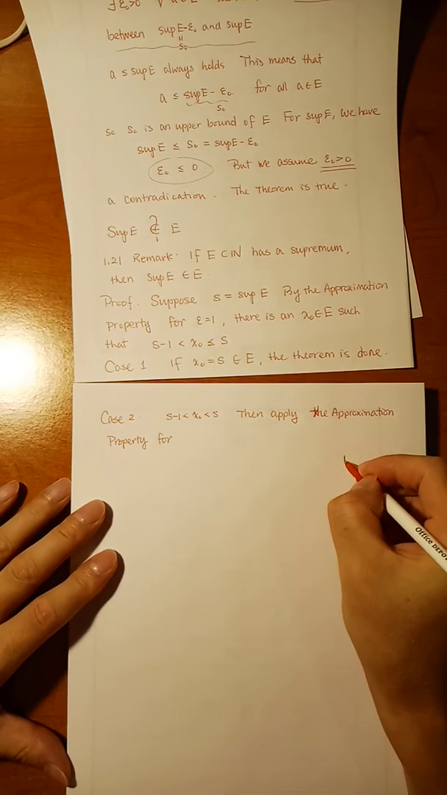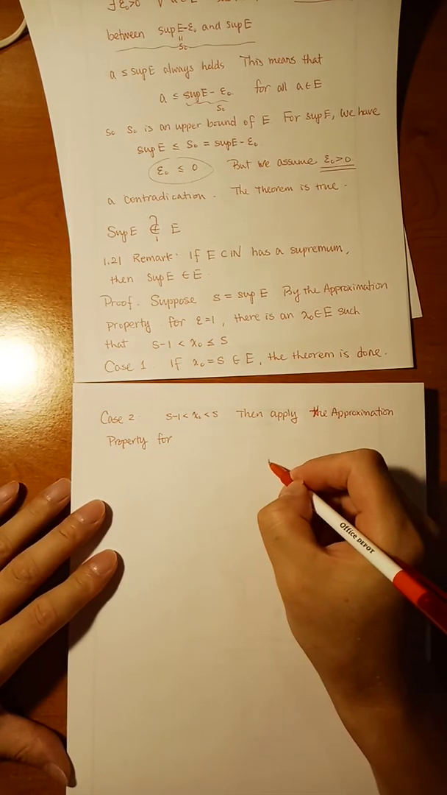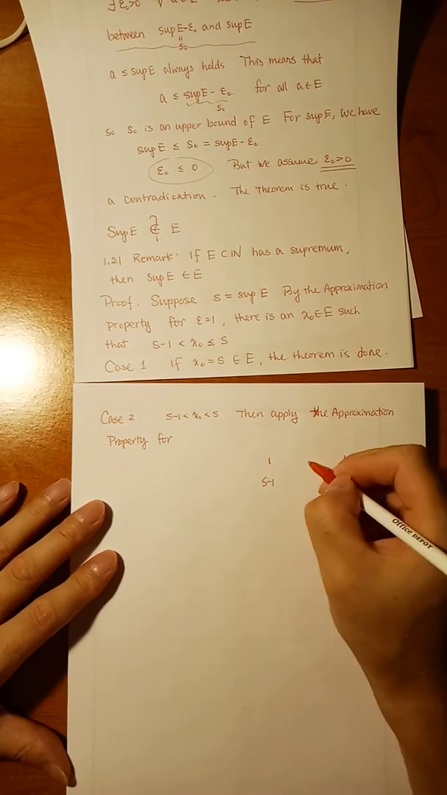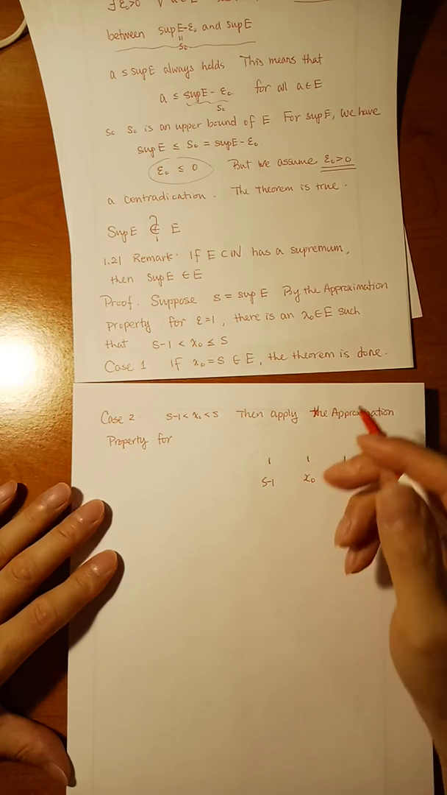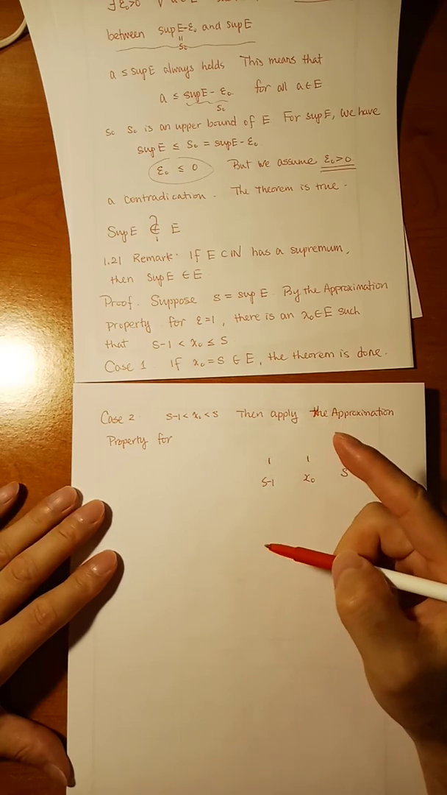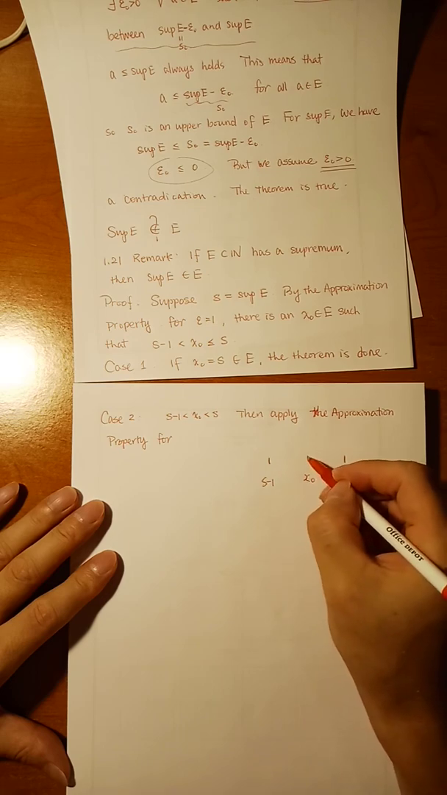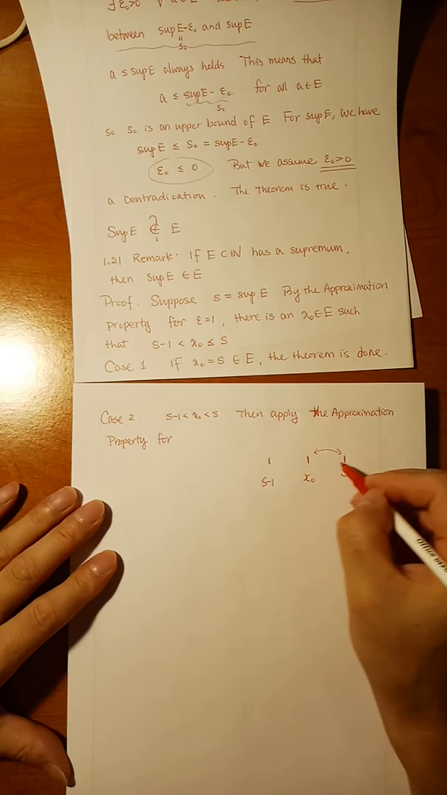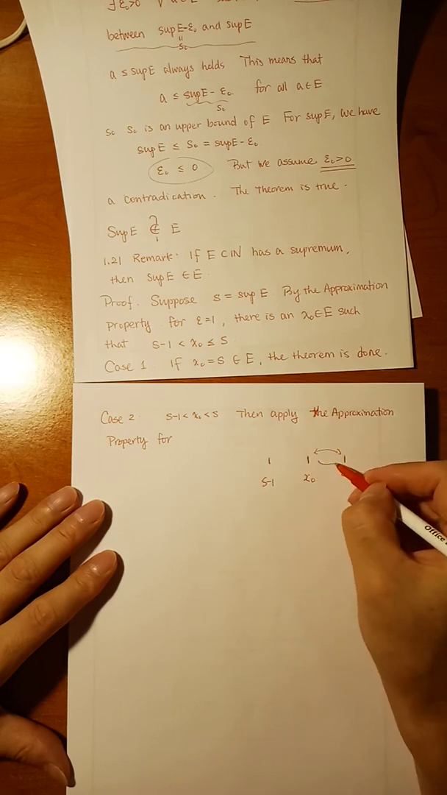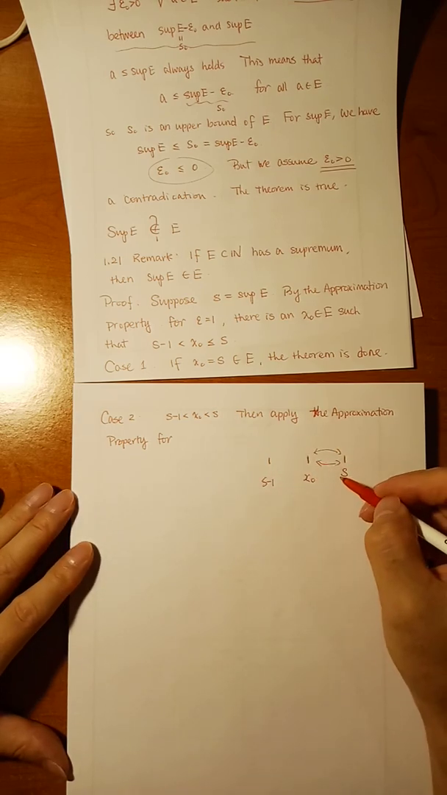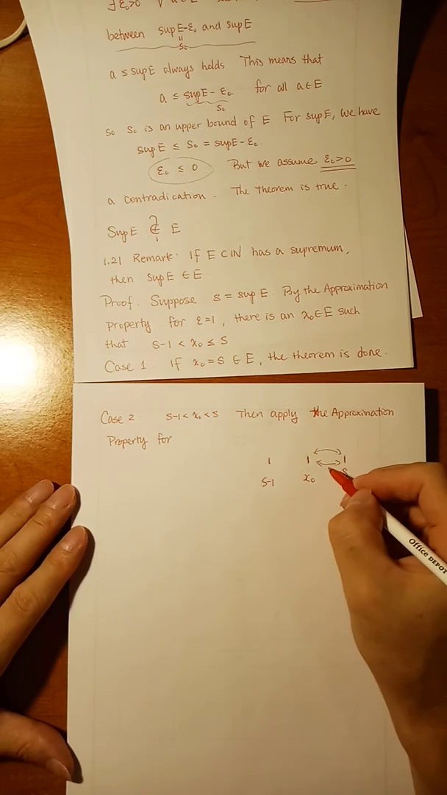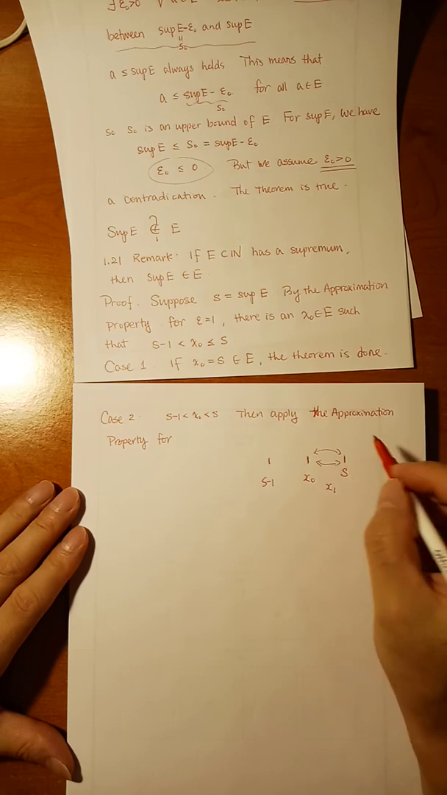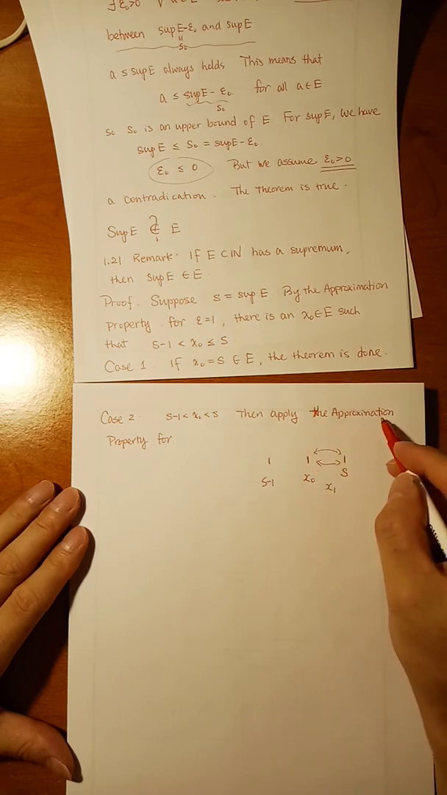So first you get s here. Here you get s minus 1. x0 is not equal to s, so x0 is here. Well, remember x0 is an integer. So you can consider this little gap. x0 is in this bigger gap. Now you consider this little gap. In between this little gap, there is an x1. So that's what we mean by applying the approximation property.